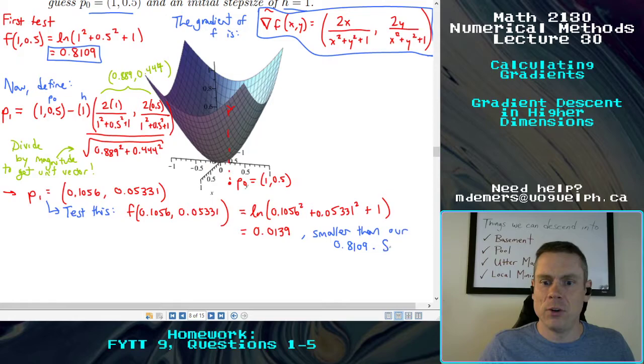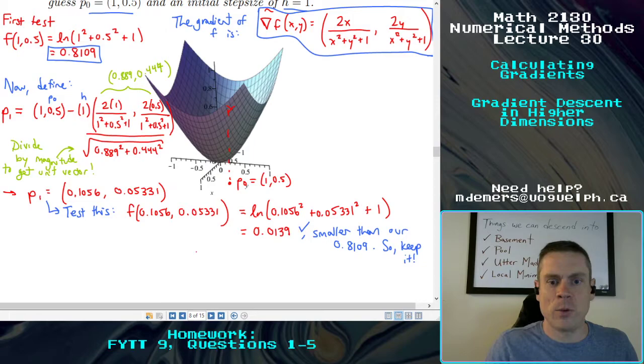So we're going to keep it. I'm going to put a little check mark there. This is going to be our P1. And we are going to say that that's one iteration of the scheme.